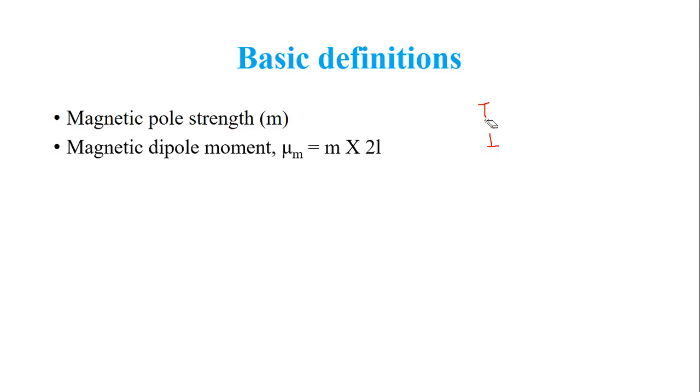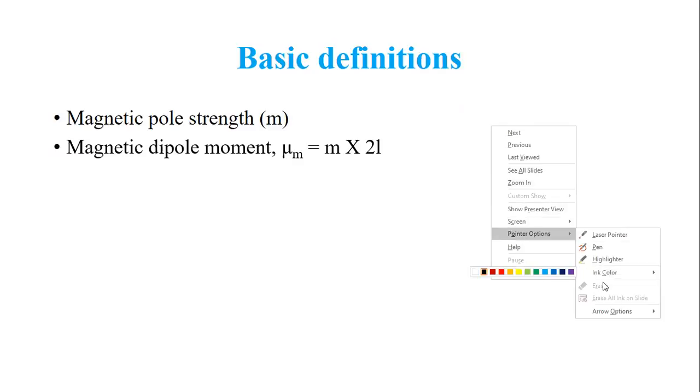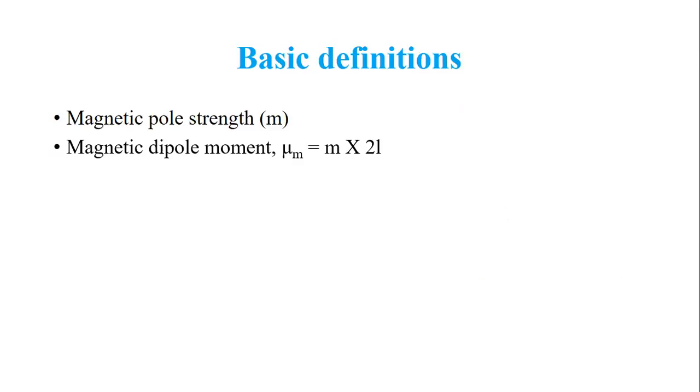Similarly, you have one more definition which is very essential in understanding the concepts in magnetism. That is magnetization. So magnetization comes next in the sequence. Magnetization is magnetic dipole moment per unit volume. Magnetization is defined as magnetic dipole moment per unit volume.